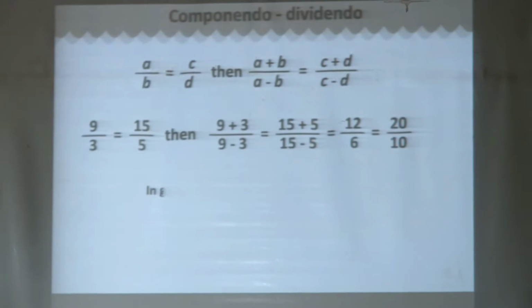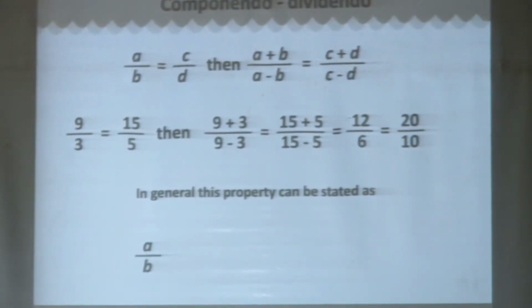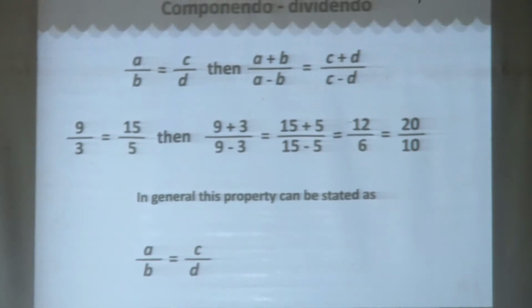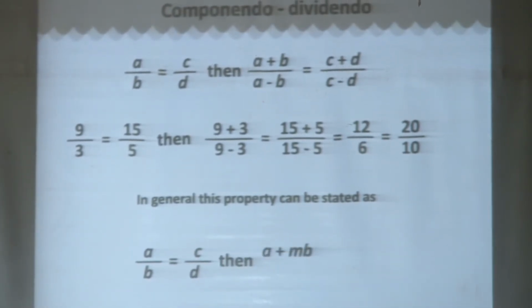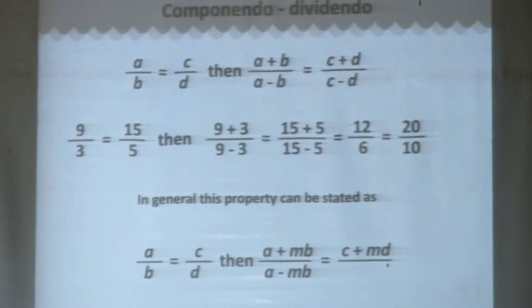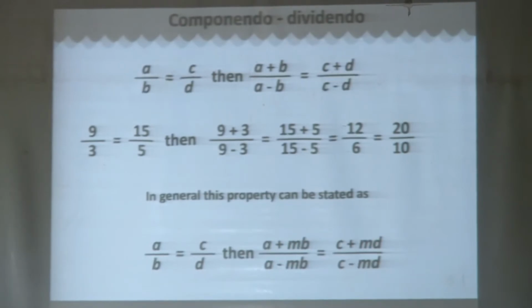So in general, this property can be stated as: if A upon B is equal to C upon D, then A plus mB upon A minus mB is equal to C plus mD upon C minus mD.